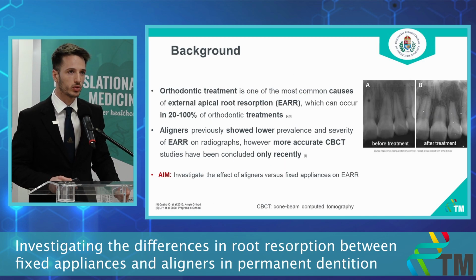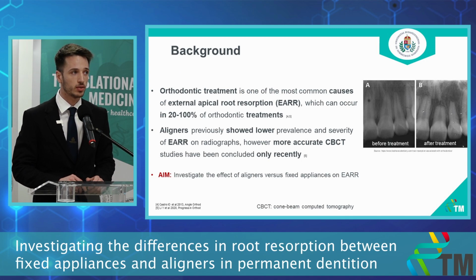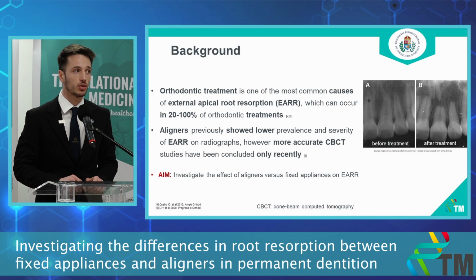One of the most common orthodontic treatment adverse effects is external apical root resorption, which is an irreversible hard tissue loss of the teeth during the treatment. It can occur in up to 90% of the cases. Aligners previously showed lower prevalence and severity on radiographs for external apical root resorption. However, more accurate CBCT studies have been conducted only recently.